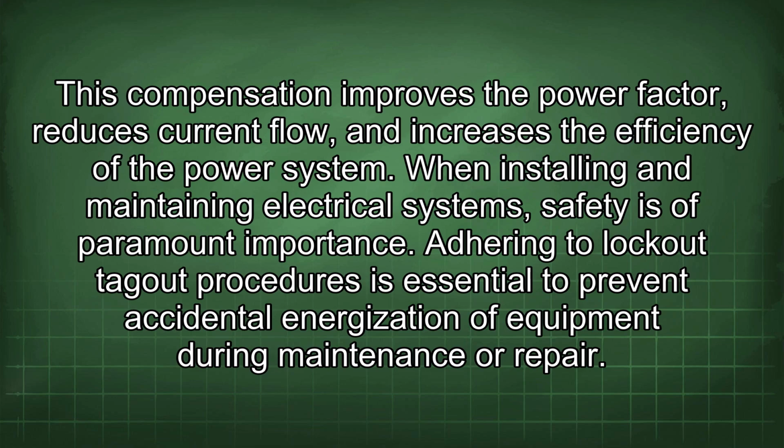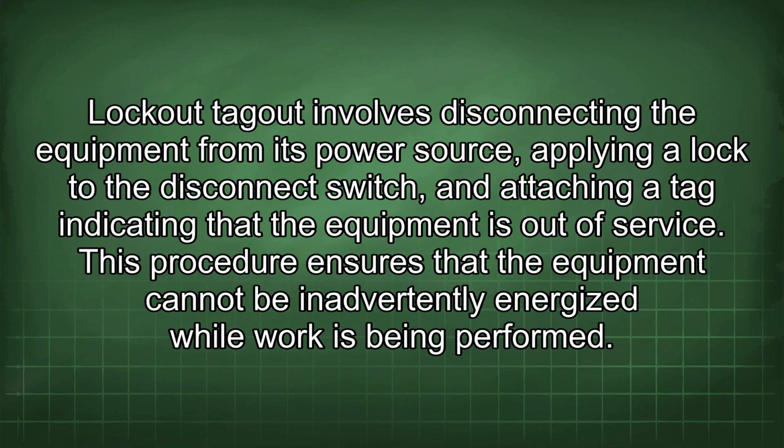When installing and maintaining electrical systems, safety is of paramount importance. Adhering to lockout-tagout procedures is essential to prevent accidental energization of equipment during maintenance or repair. Lockout-tagout involves disconnecting the equipment from its power source, applying a lock to the disconnect switch, and attaching a tag indicating that the equipment is out of service. This procedure ensures that the equipment cannot be inadvertently energized while work is being performed.